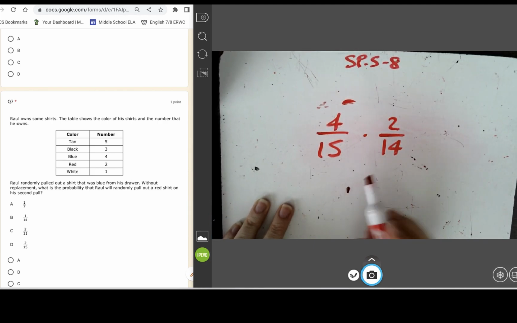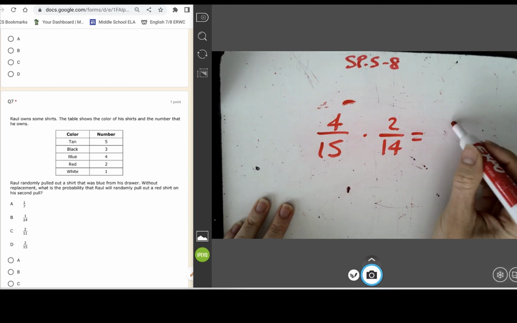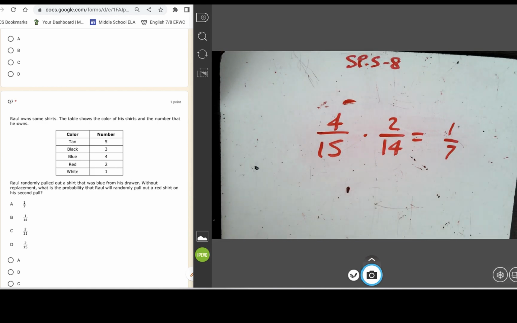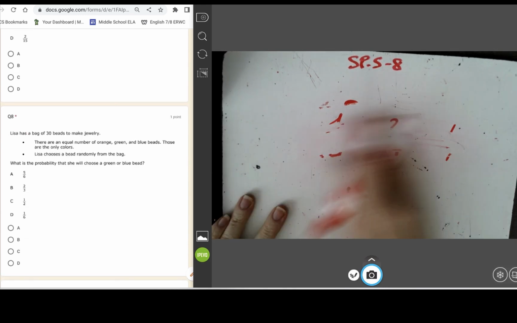So I'm going to multiply that across, and to simplify it down, eventually you get 1 in 7, which is A. 15 times 14, 4 times 2 is 8. Then you simplify it down by 8. All right.